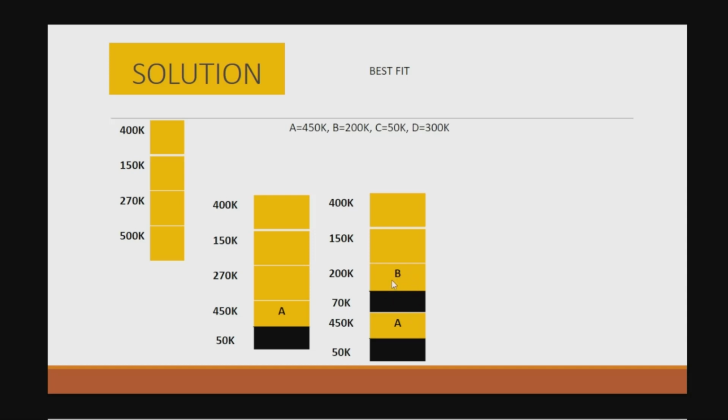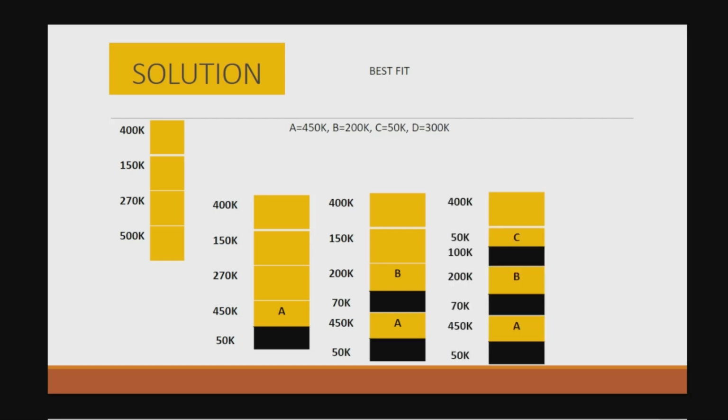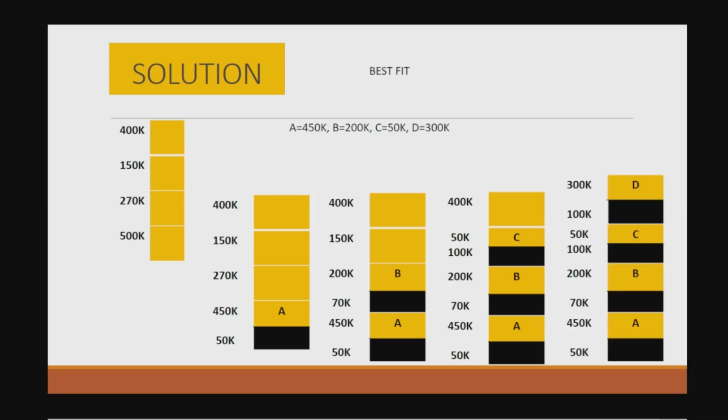Okay, next process C comes and we have 50k. So process C will go here first. The balance will be 350, and then it goes to the next partition. This one, the balance will be 100. So it will choose this block. So the balance is 100k. The next process is process D, which is equal to 300. So process D will be allocated at this block.